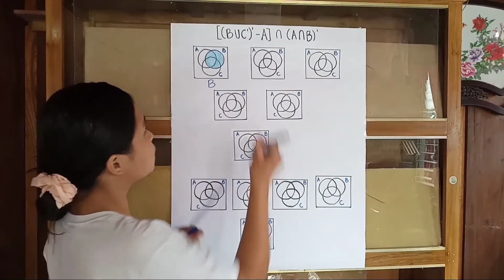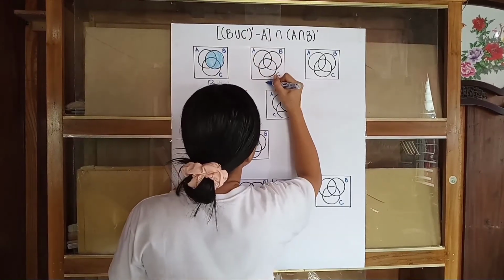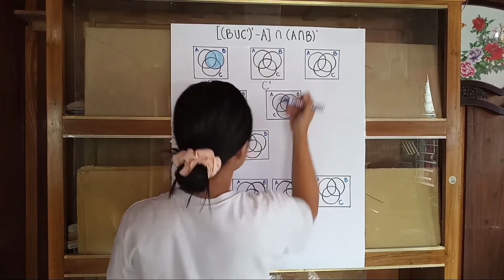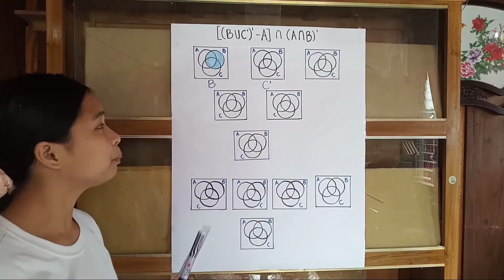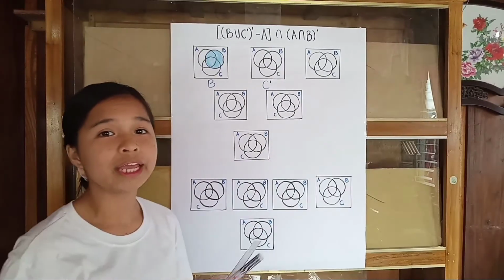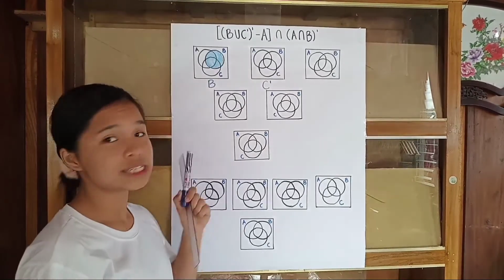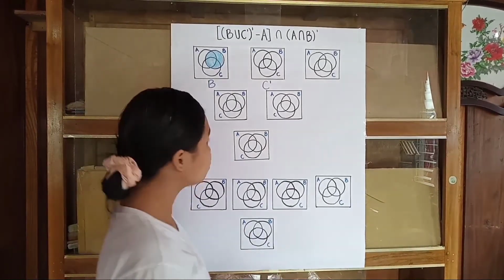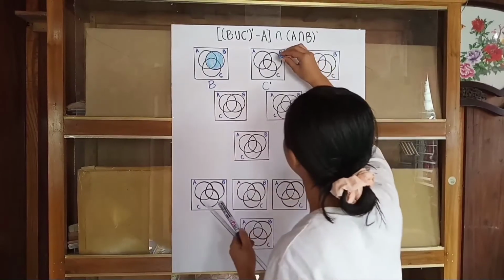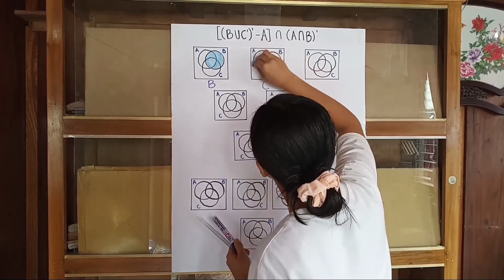Next is the C prime. When we say C prime, we're going to shade everything that is not part of C. So we're going to shade everything that is not a part of C.